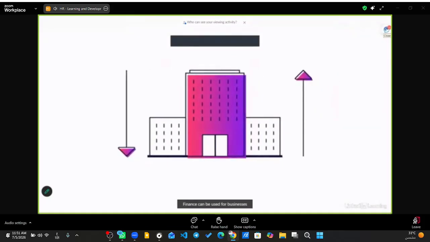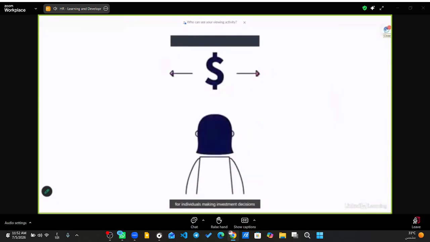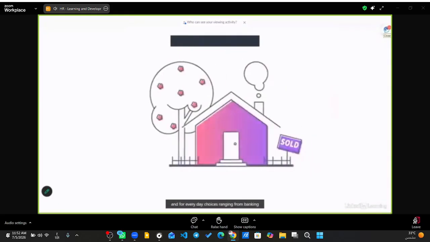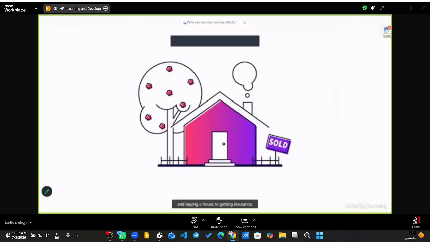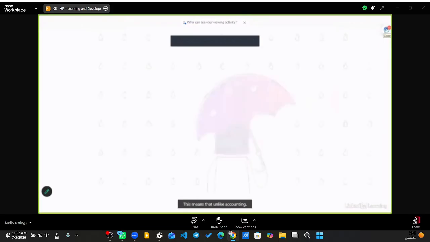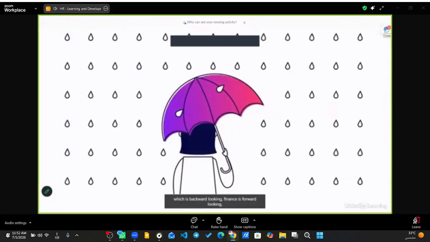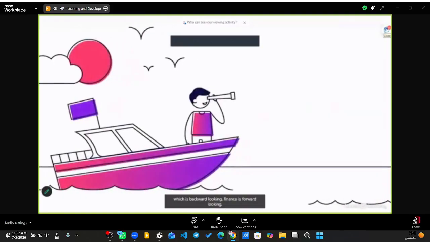Finance can be used for businesses examining profits and losses, for individuals making investment decisions, and for everyday choices ranging from banking and buying a house to getting insurance. This means that unlike accounting, which is backward-looking, finance is forward-looking. And that's what this course is all about. In this course, we cover the fundamentals that you need to know to make your life more successful.